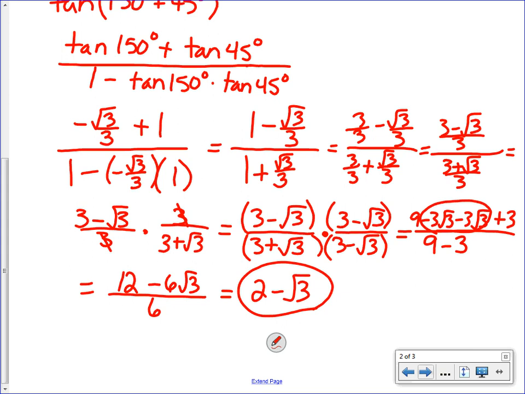So I know it seems like a lot of work, but it actually does simplify it down quite a bit. But that's called multiplying by the conjugate. And again, it's just a way to get rid of radicals in the denominator whenever you have a sum or a difference.